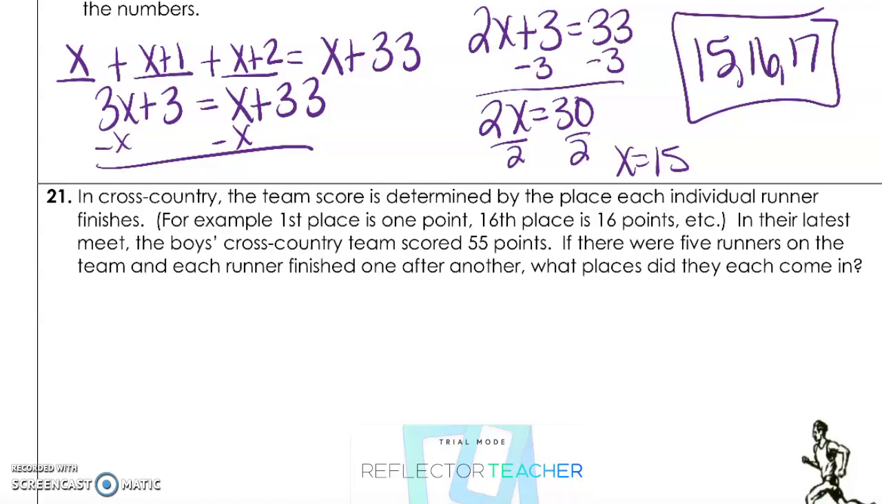And our last one. In cross country, the team score is determined by the place each individual runner finished. So first place gets 1 point, 16th place gets 16 points, so on and so forth. In their latest meet, the cross country team scored 55 points. If there were 5 runners on the team and each runner finished one after another, so right in a row, what places did they each come in?